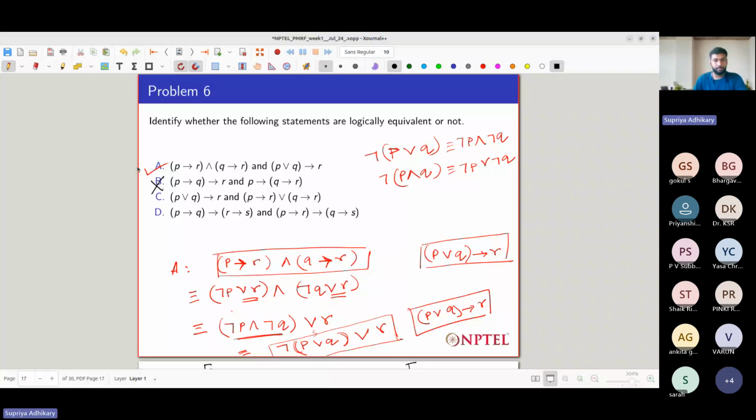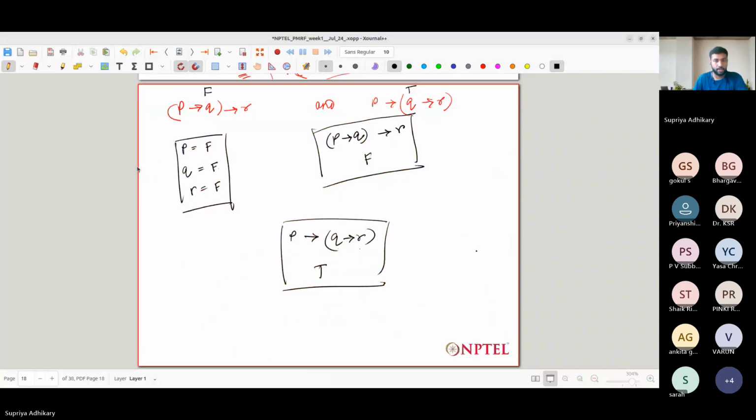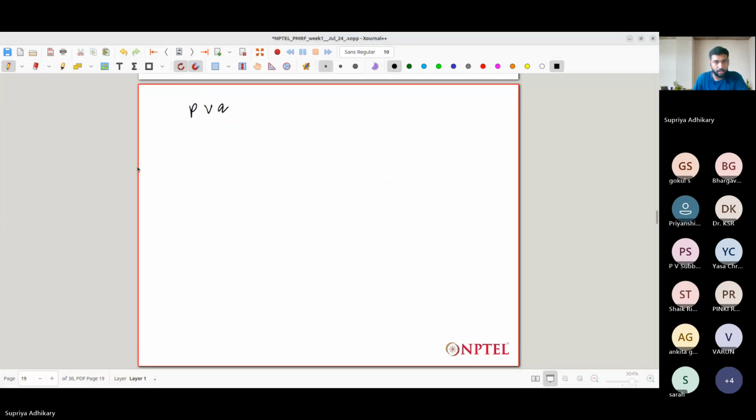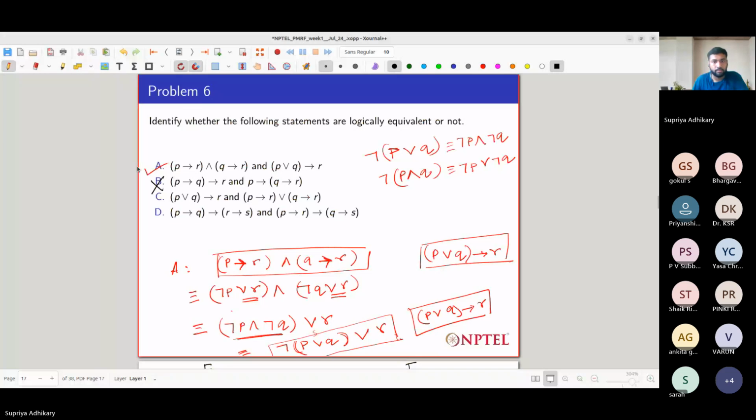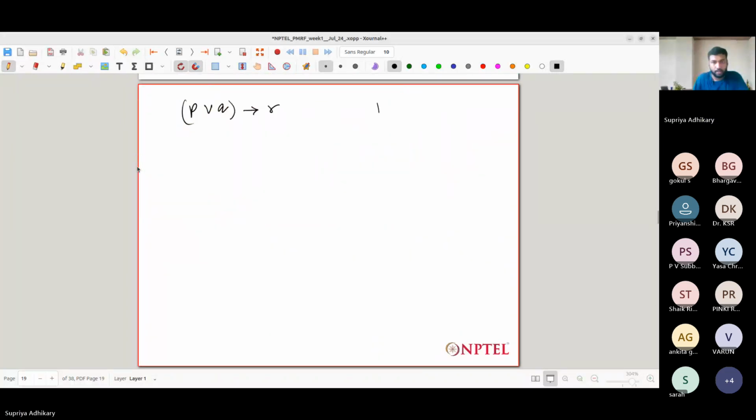Now, what about C? In C, we have P implies R and Q implies R. So we have to verify whether these two are logically equivalent or not. So let's try with this one. We can write it like this.